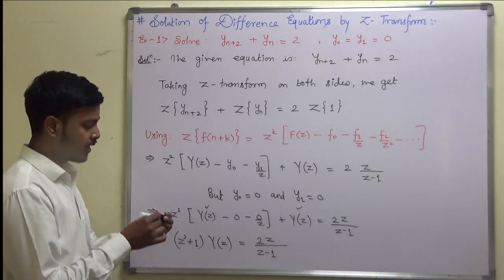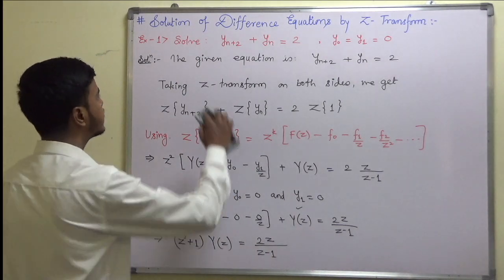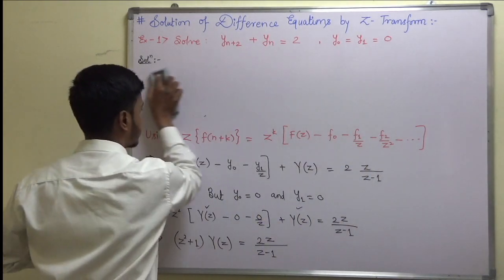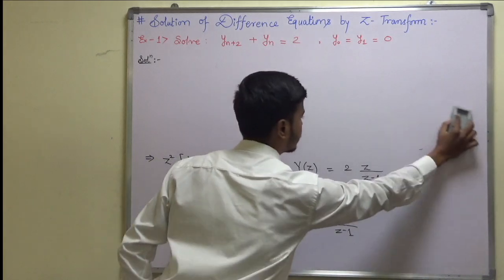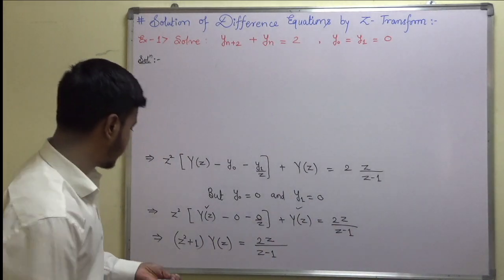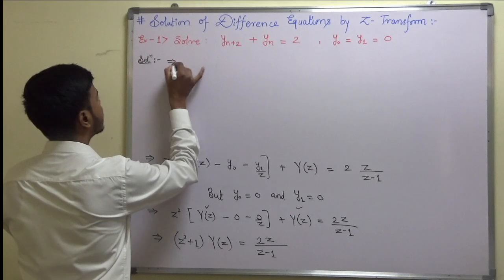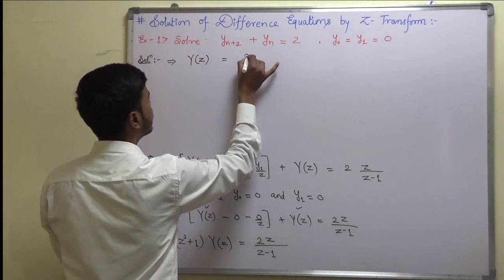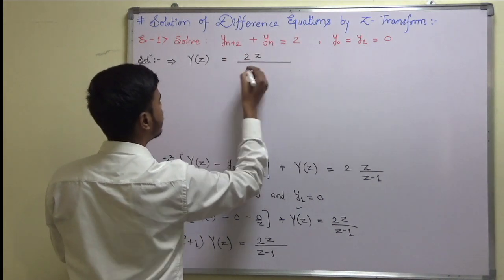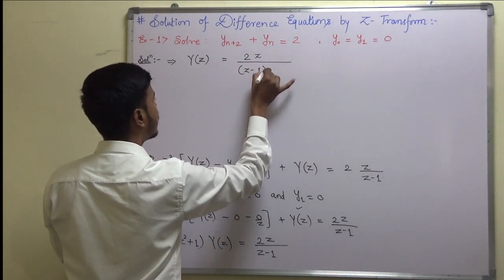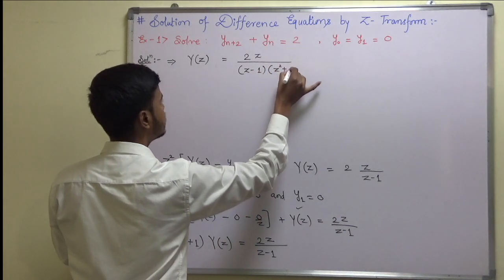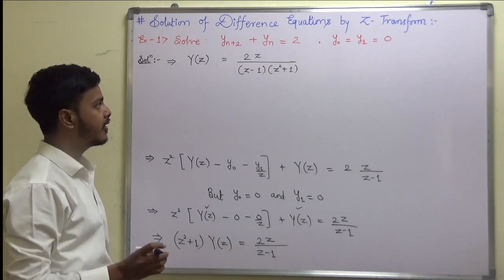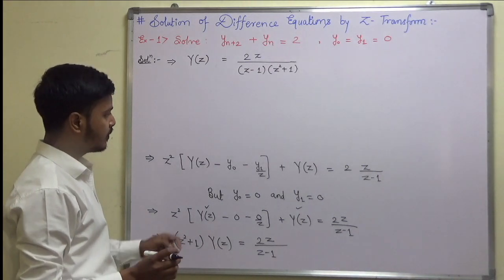Continuing this further, I will write the last equation as y of z is equal to 2z upon z minus 1 into z square plus 1. Simple. Now just look at here.